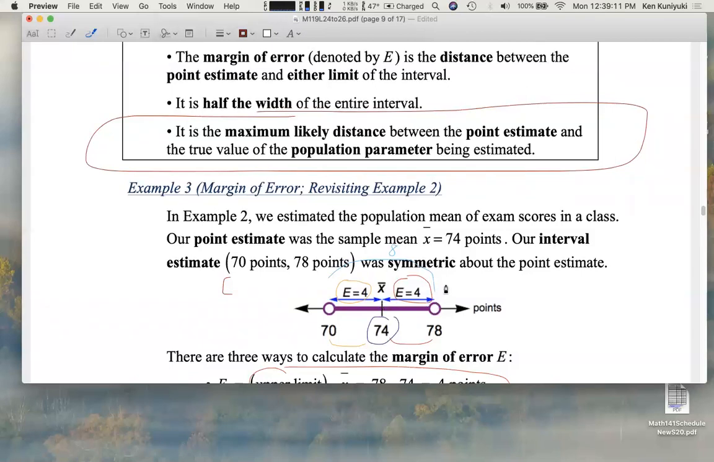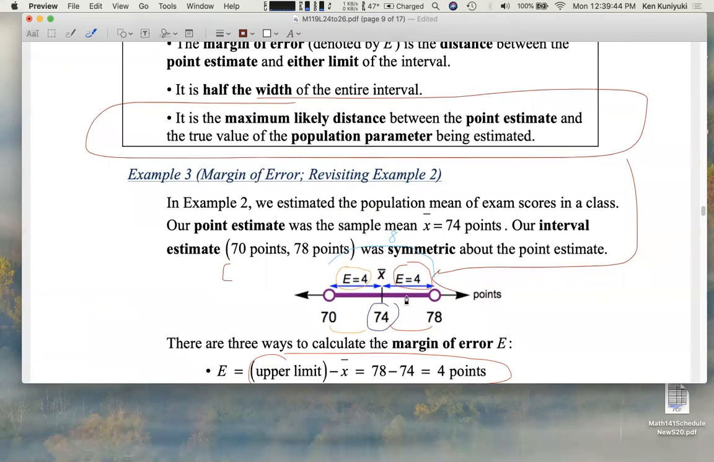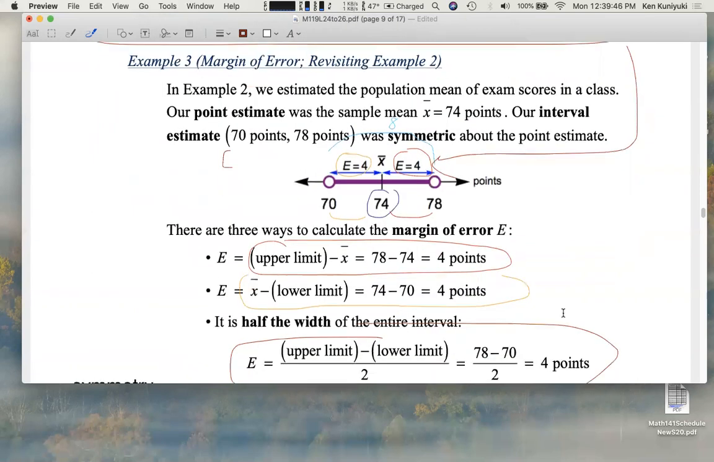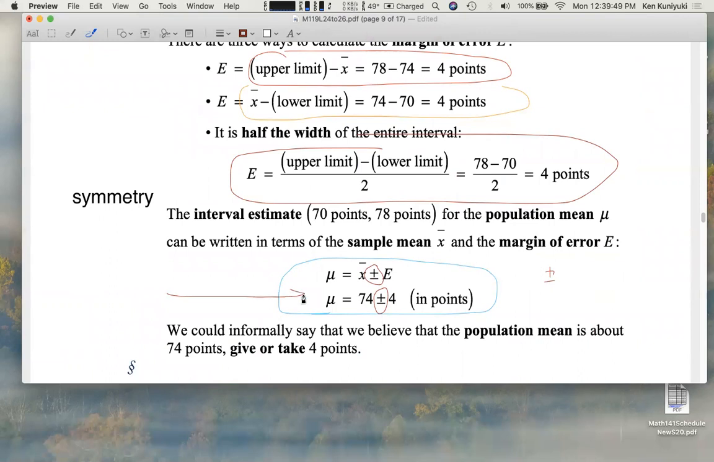Okay, but at most we'd expect mu to be at most 4 points away from x bar. So at most mu could be 78 points realistically, or as low as 70 points realistically, or it could be anything in the middle. It could match up with the sample mean, although that's unlikely. Again, the margin of error, which in this case is 4 points, is the maximum likely distance between the point estimate, x bar, and the true value of mu, the population parameter we're interested in and that we're estimating. So we're saying that we think that mu is within 4 points of x bar, which is basically what this notation kind of hints at.